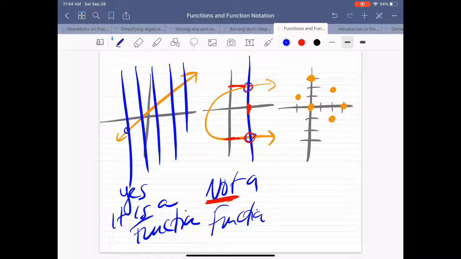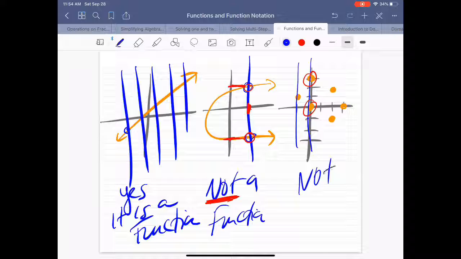Example 3. So let's do the vertical line test to determine if it's a function or not. At random spots, I'm going to draw my vertical lines. Notice here, it crossed the graph 2 times, therefore not a function.